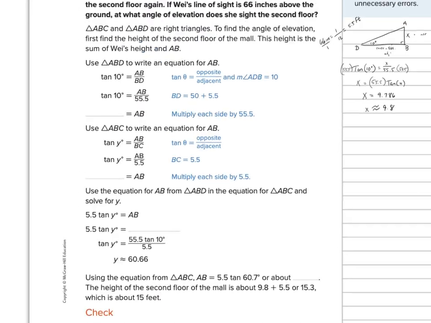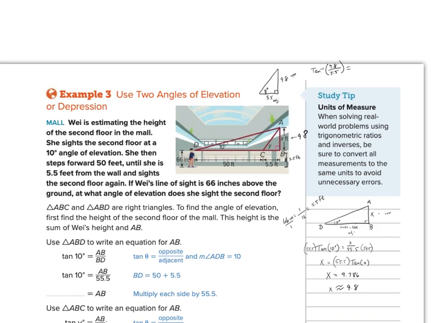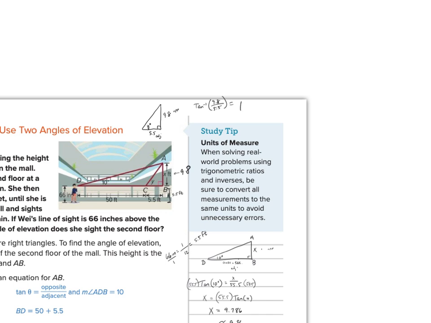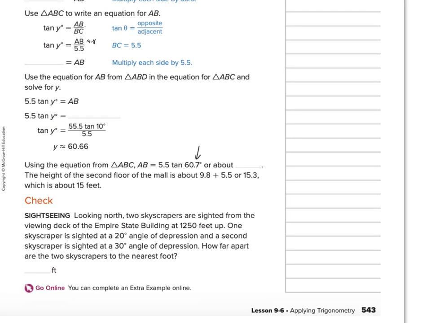Let's see, where is that? Have they got that one for us? The tangent of y is, again, 9.8 divided by 5.5. And it looks like when you put it in the calculator, it comes to about 60.697. We could say then it is approximately 60.7 degrees. And that's, sure enough, what they got there.